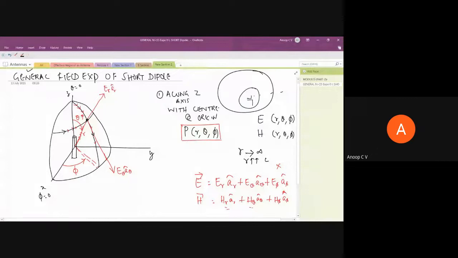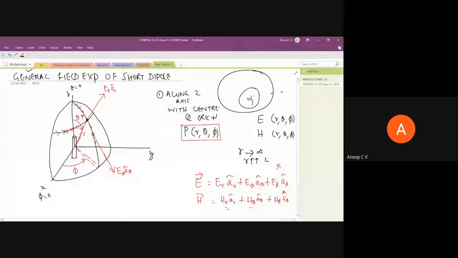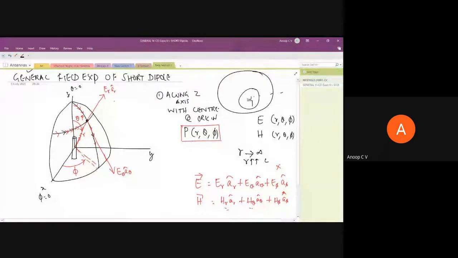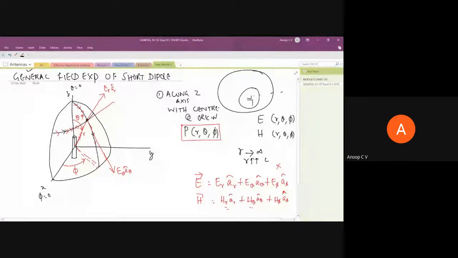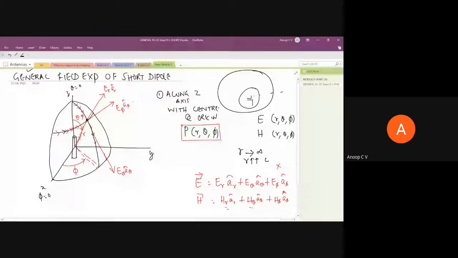And phi, you can see it's increasing along the latitude, right? So the direction of E phi will be tangential to that circle. So this is E phi, A phi cap. So this is what we have to find: what is the electric field expression, and similarly what is the magnetic field expression.